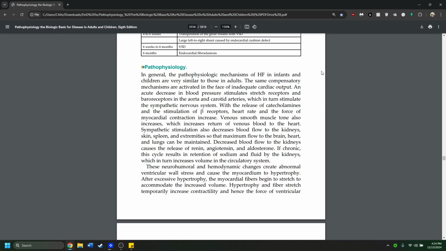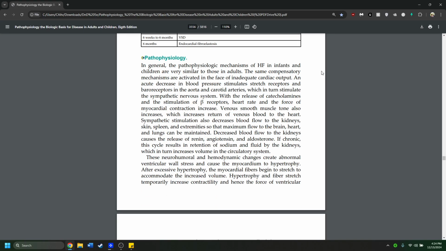So our pathophysiology for heart failure. In general, the pathophysiological mechanism of heart failure in infants and children are very similar to those in adults. The same compensatory mechanisms are activated in the face of inadequate cardiac output. An acute decrease in blood pressure stimulates stretch receptors and baroreceptors in the aorta and carotid arteries, which in turn stimulate the sympathetic nervous system.